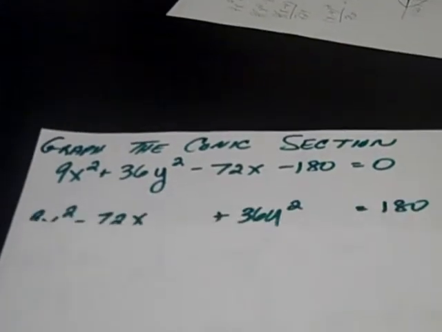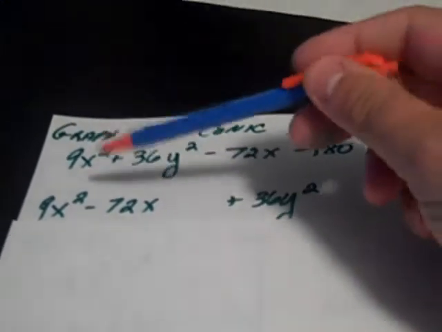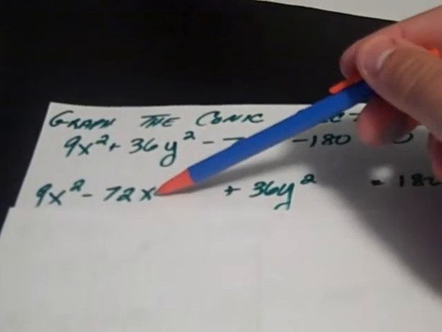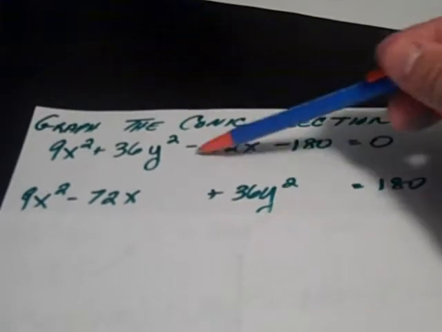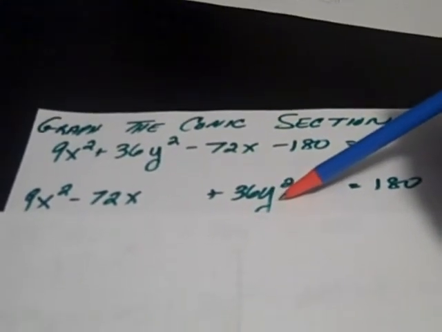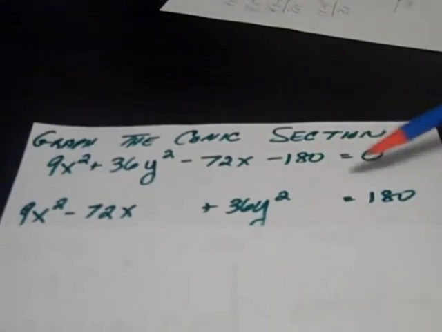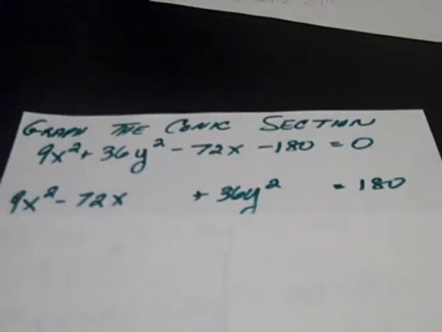So, first move in getting this written in standard form is we're going to group the x terms together, which is where we get 9x squared and the negative 72x. The 36y squared is over here. There are no other y terms, so I'm just going to leave the 36y squared. And this negative 180, I'm going to move it over to the right-hand side and make it a positive 180.